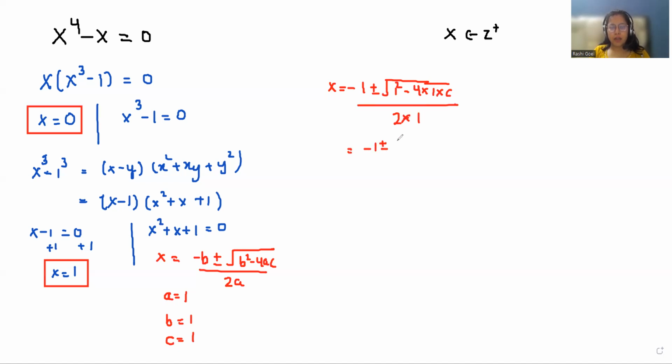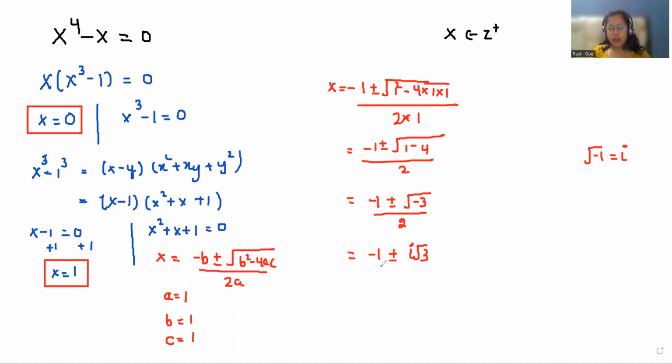Minus 1 plus minus under root 1 minus, here in place of c we write the value of c, that is 1. So 1 minus 4, divided by 2. So minus 1 plus minus under root minus 3, divided by 2. So as we know, under root minus 1 we can call it iota. So minus 1 plus minus iota root 3, divided by 2.